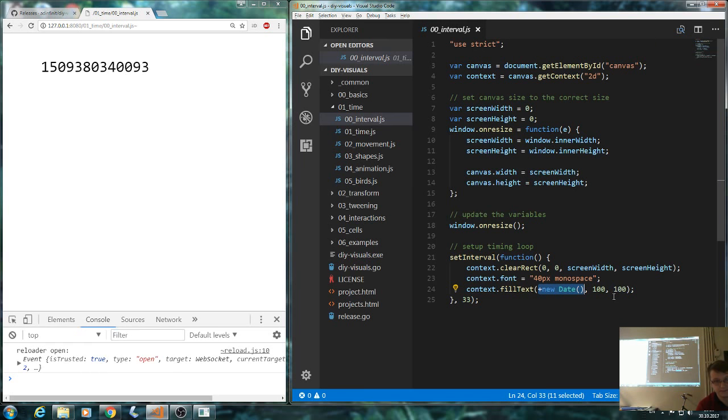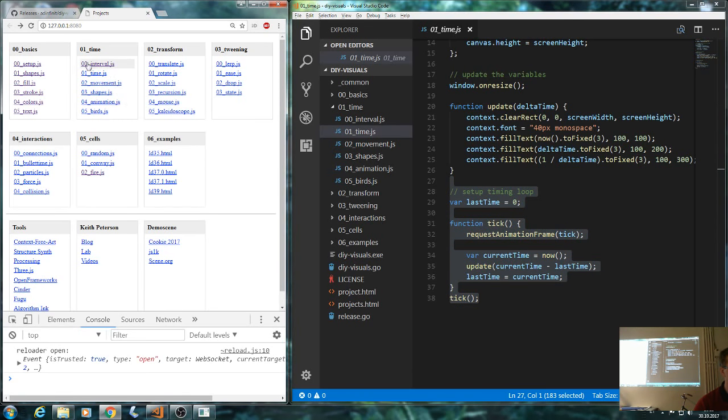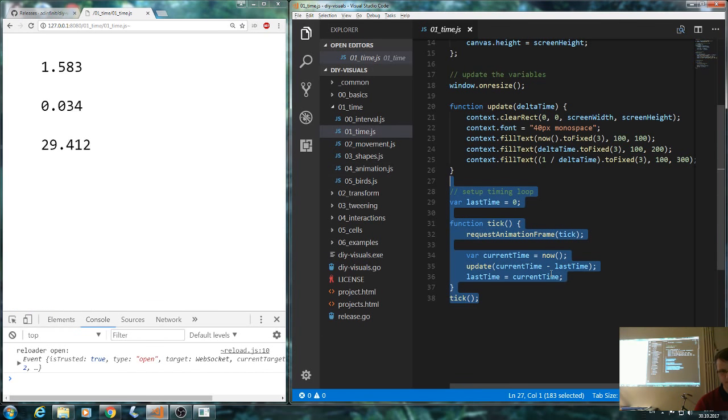Currently this setInterval thing isn't actually quite what we want, because this has timing issues and we want to actually draw every frame, and this timing isn't good enough. So we have to do this mess here, which is the time example.